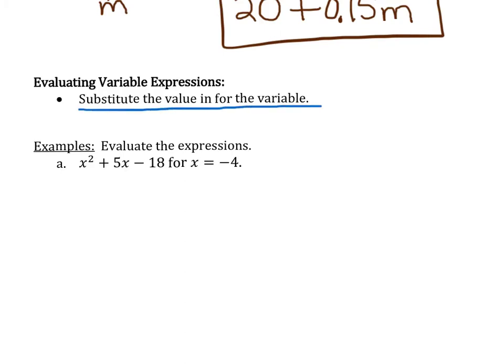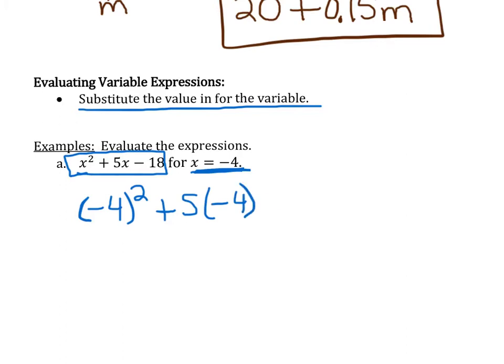I have an example down here, x squared plus 5x minus 18. So this is my variable expression right here. I want to evaluate it for x equals -4. Since evaluate means substitute the value in for the variable, I'm going to substitute this -4 in for x. So where I see the x squared, I'm now going to have a (-4) squared. Where I have the 5x, I'm going to have 5 times -4, because 5 times x is multiplication. And I still have minus 18.